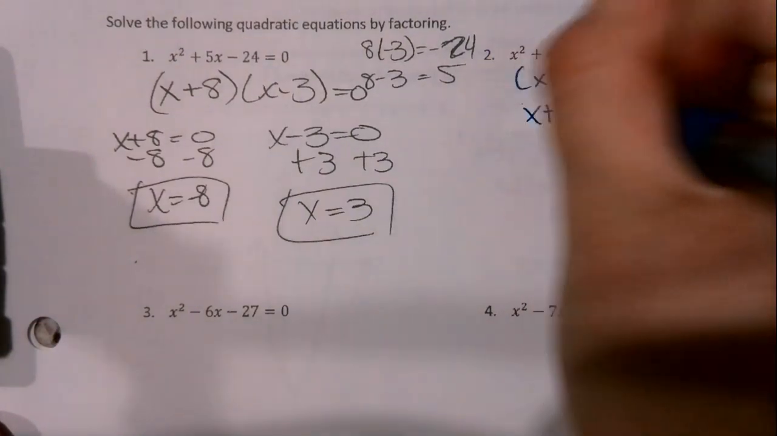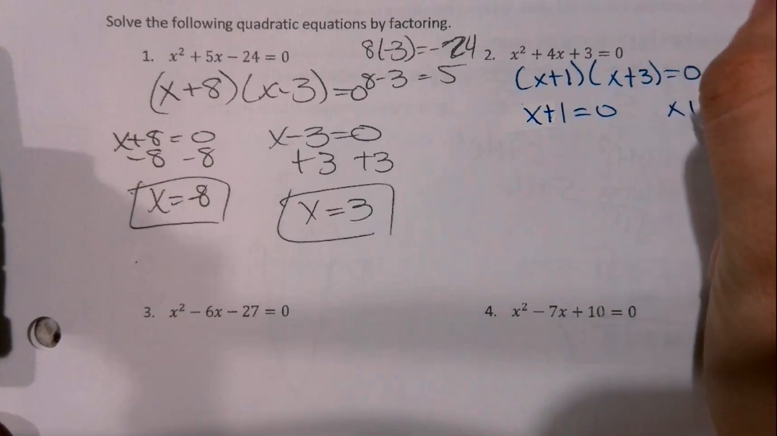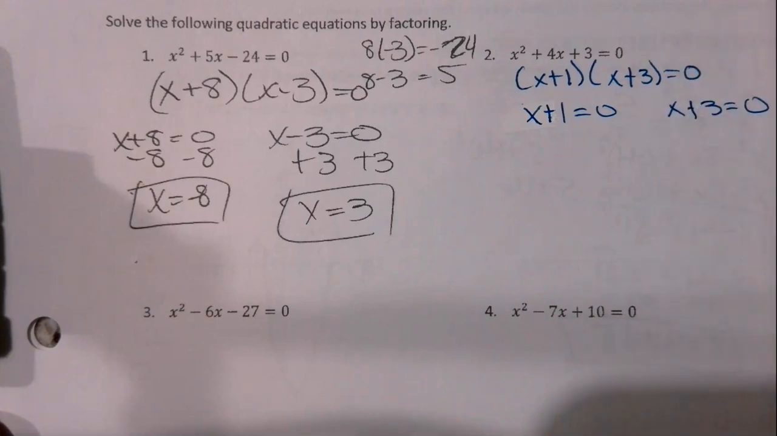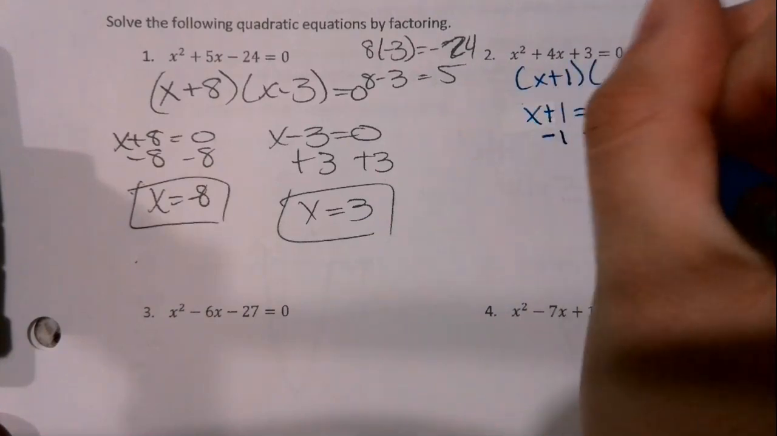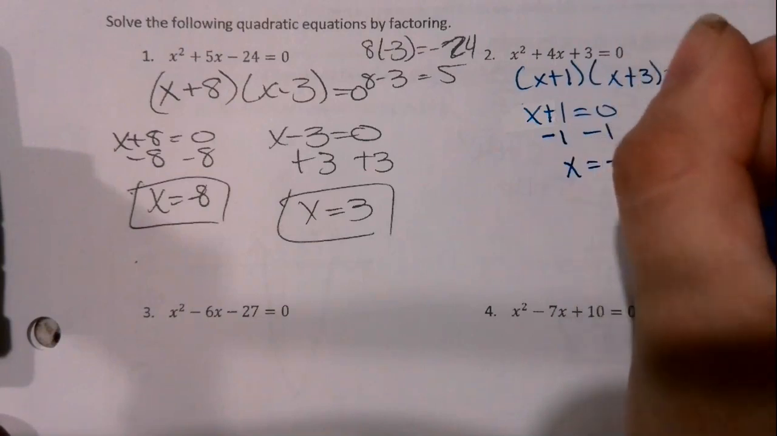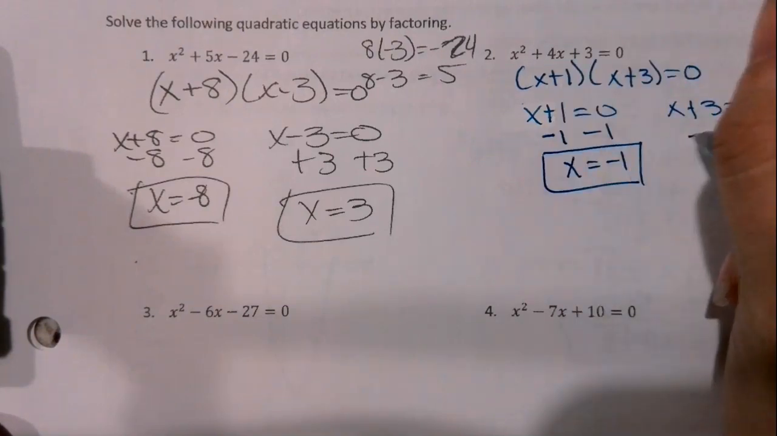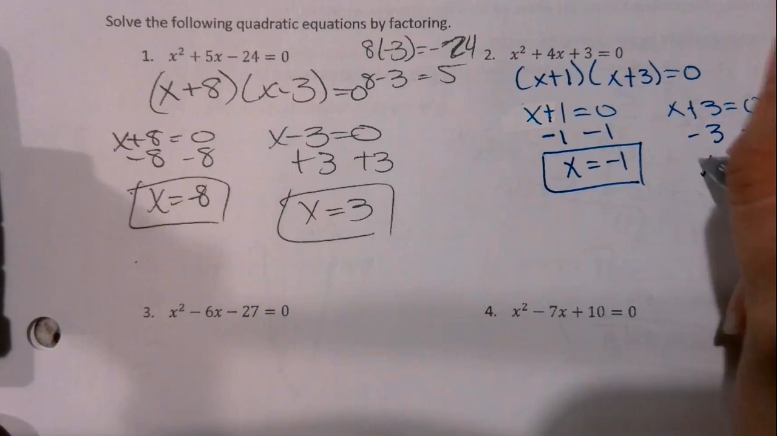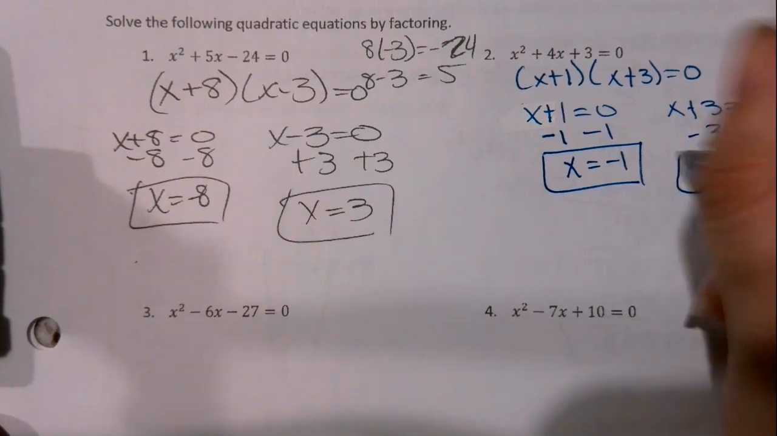So I'm going to have x plus 1 equals 0, x plus 3 equals 0. And then I just solve them. So I subtract 1 on both sides. I get x equals negative 1. Then I subtract 3 on both sides, and I get x equals negative 3.